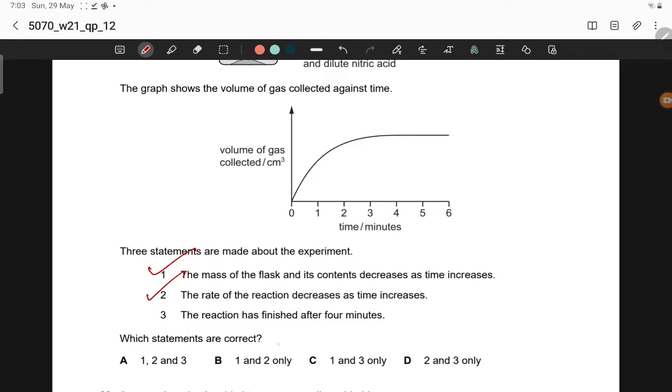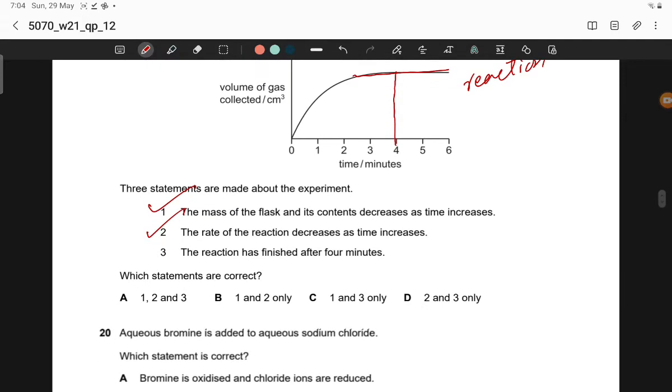The reaction has finished after 4 minutes. Yes, the reaction has finished after 4 minutes, because the straight line shows that the reaction is over. So the third statement is also correct. So which statements are correct? 1, 2, 3, all statements are correct.